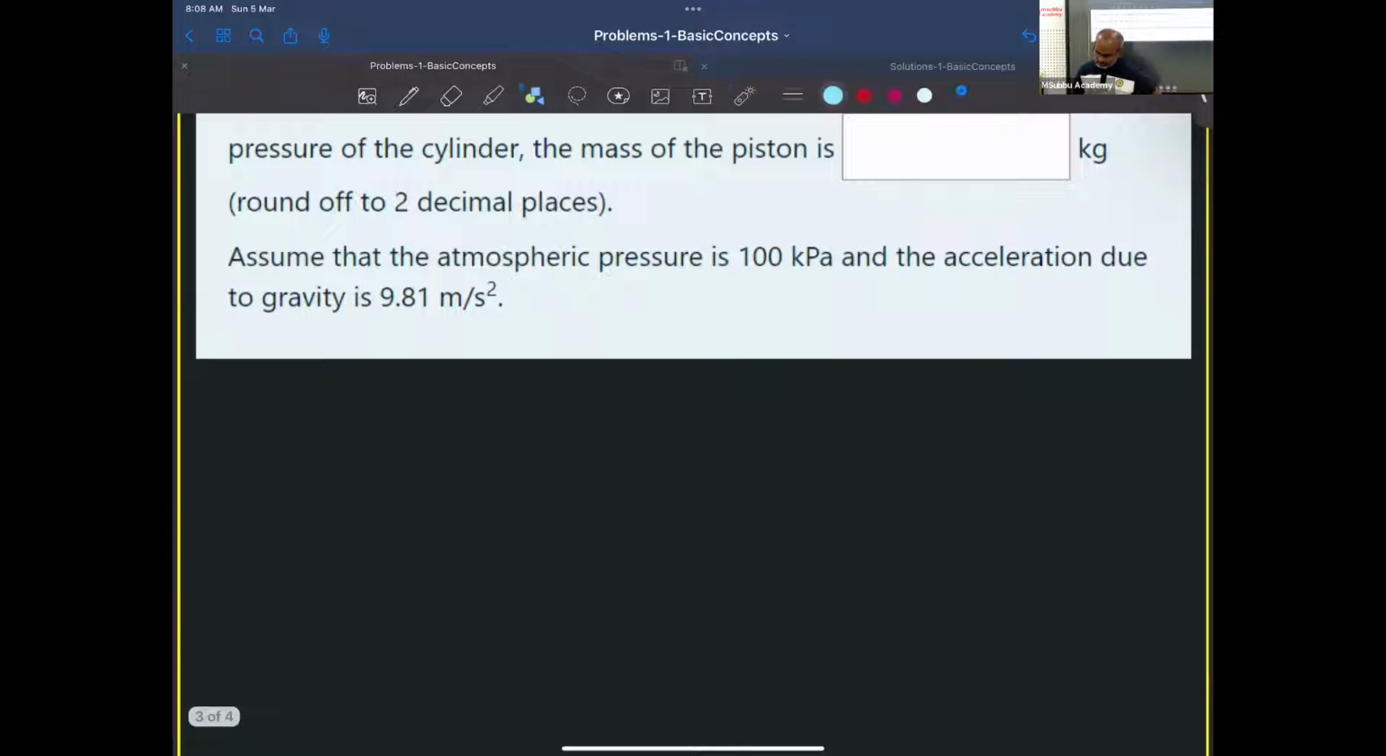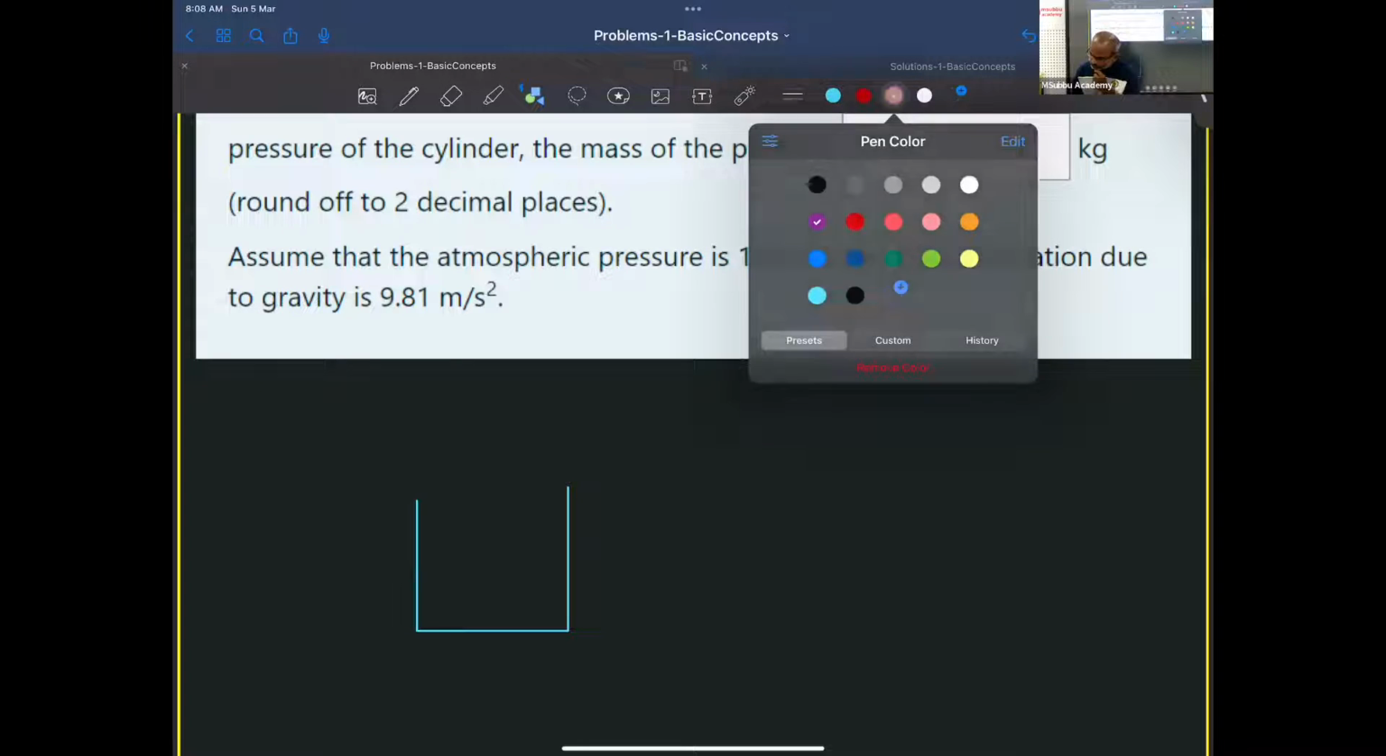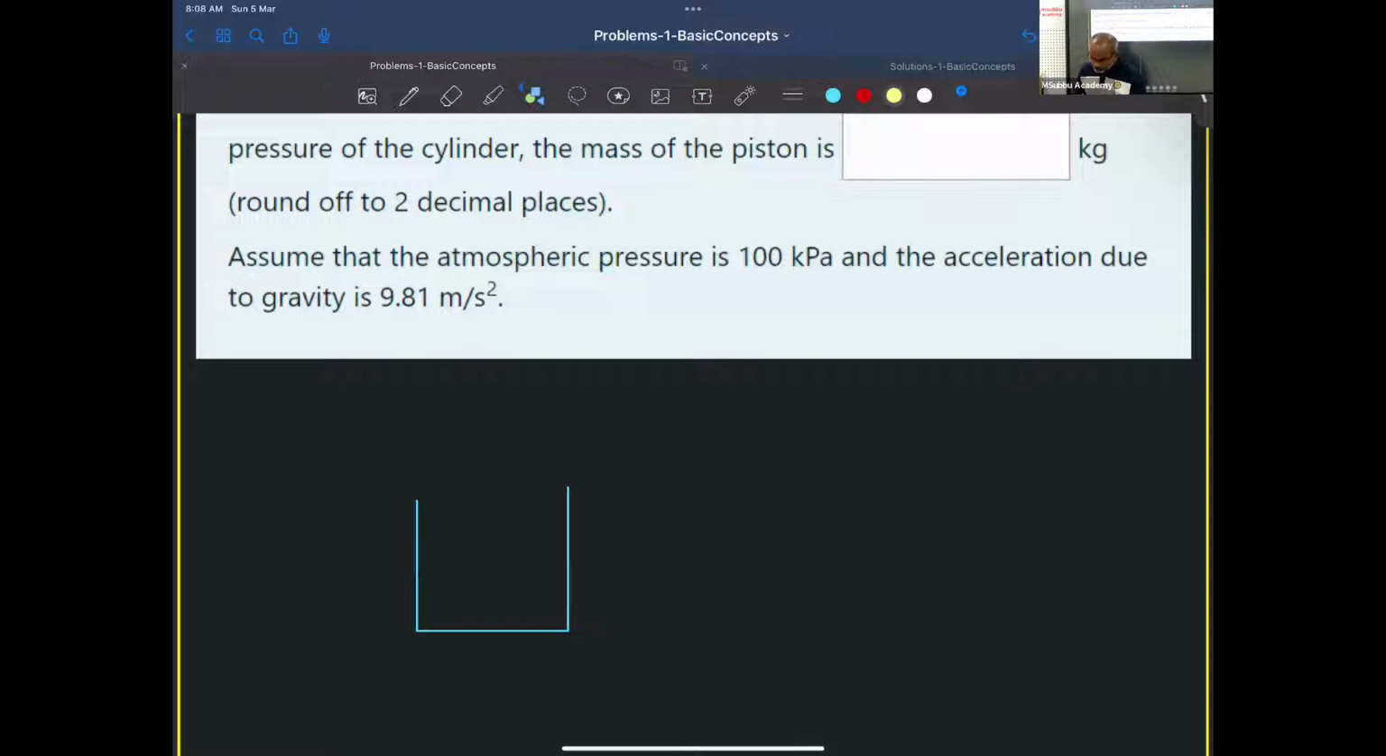Let us represent that process with a rough schematic. Assume this is your cylinder, which is covered by a piston. Assume this is your piston head, of equal diameter. There is a gas confined in the piston cylinder.